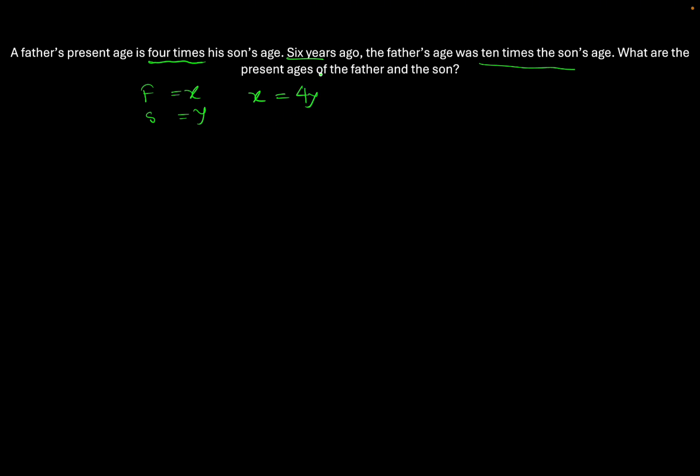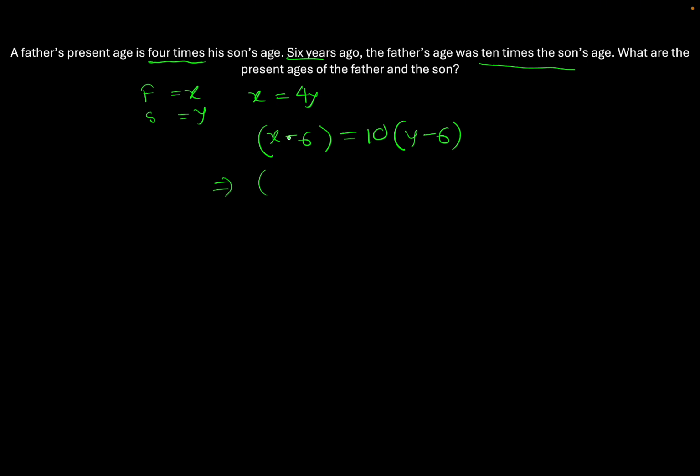And the second condition is 6 years ago. So 6 years ago, what will be the age of the father? It will be x minus 6, and this will be 10 times the son's age. And also 6 years ago, the age of the son will be y minus 6. So if we now solve this equation, we will get this value.